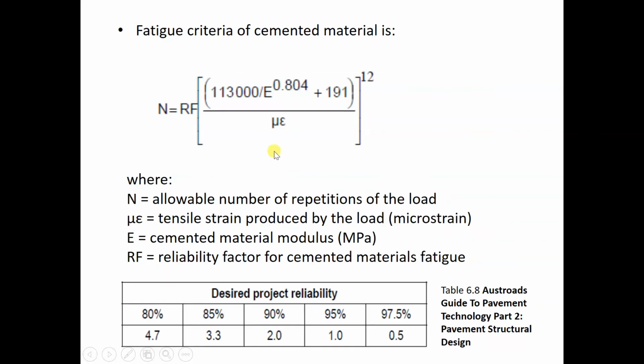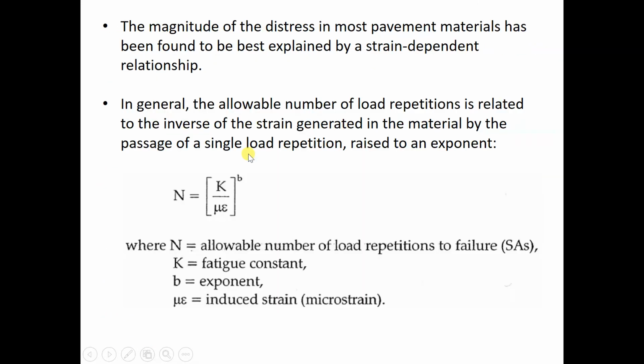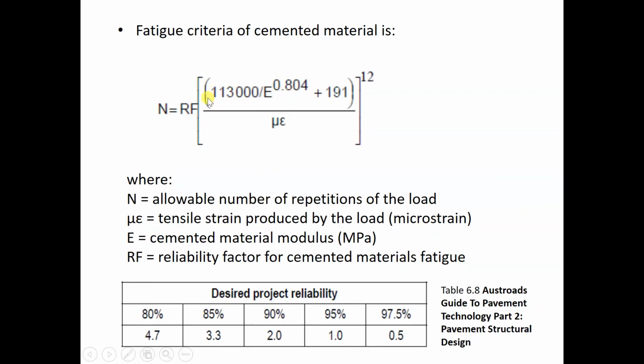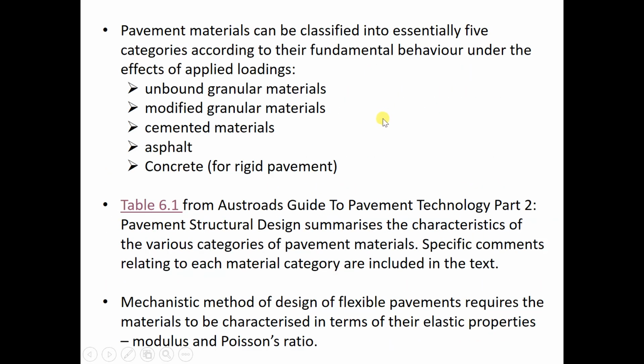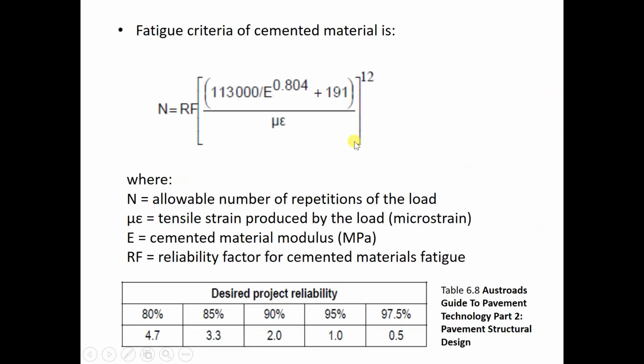So typically, the criterion for the cemented material is this expression, the K. Previously we had K here. The K here is now in this expression, the whole thing is K. This is the microstrain, and in front we put an RF, and here the exponent is 12, which is the one for the cemented material. The exponent is 12.